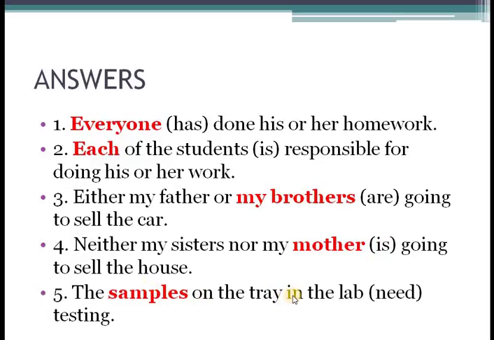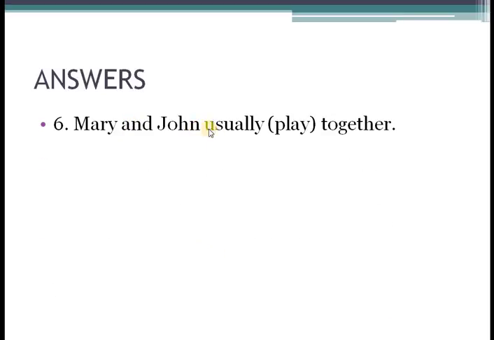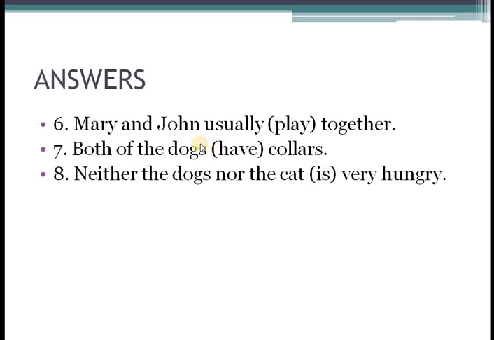The samples on the tray in the lab need testing. So we have samples need testing. All right. Continuing. Mary and John play. We have a compound subject joined by and, so it is plural and therefore it takes a verb without S. Both is also plural, it takes a verb without an S.